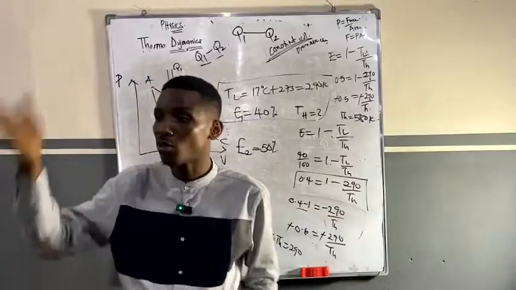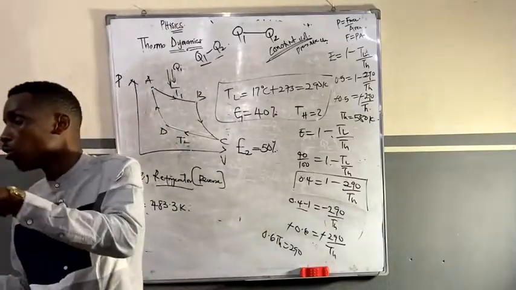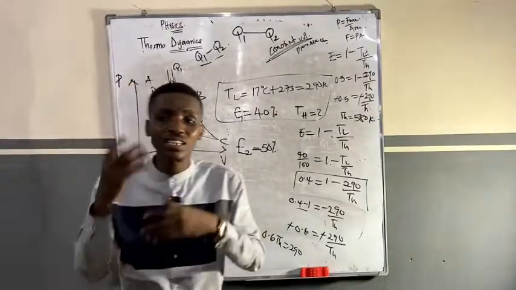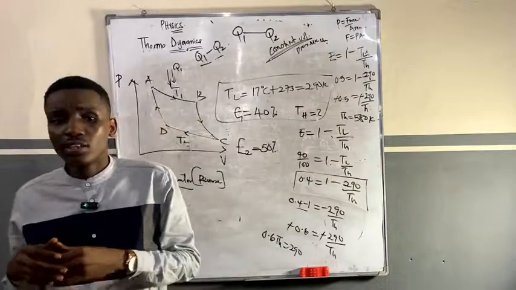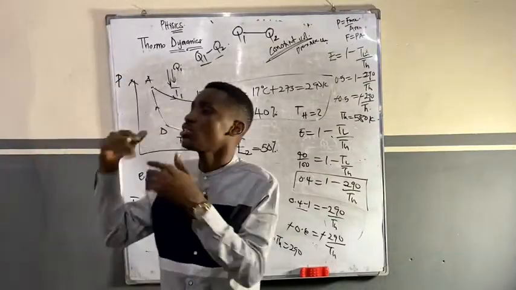Heat is a form of energy that can be transferred from hotter to cooler. There has to always be a difference in what? Temperature. We also said that Q is in joules.